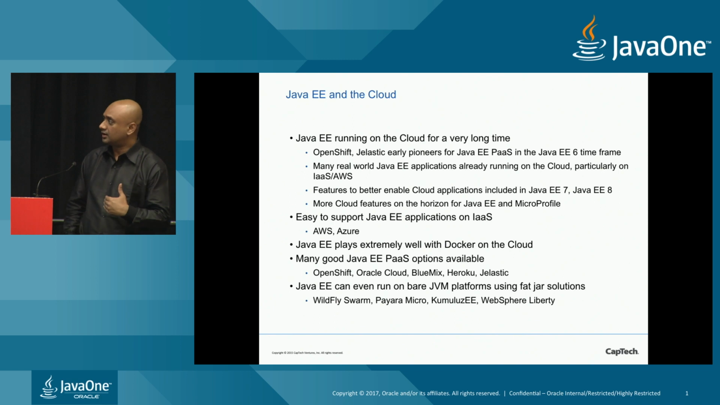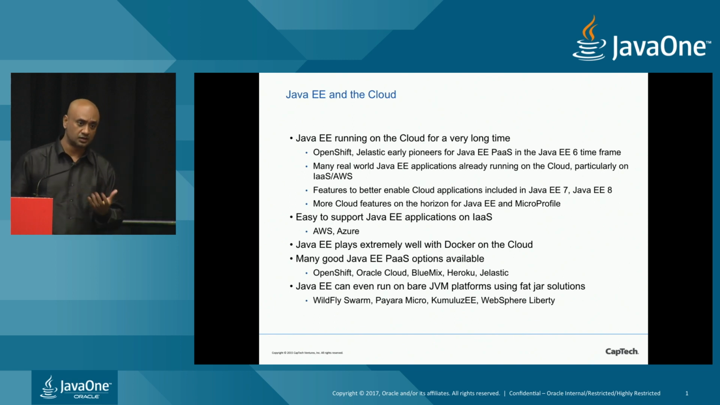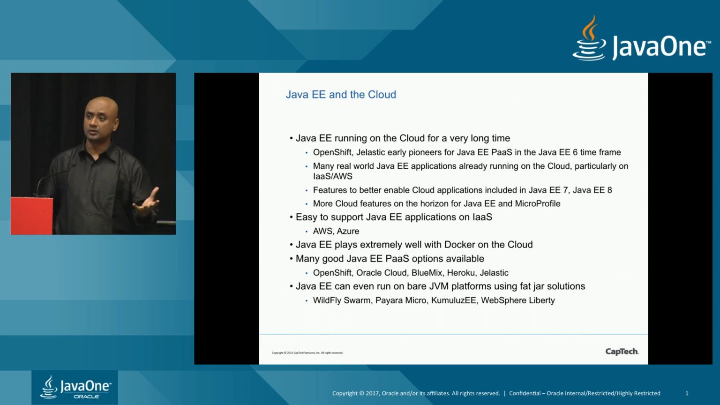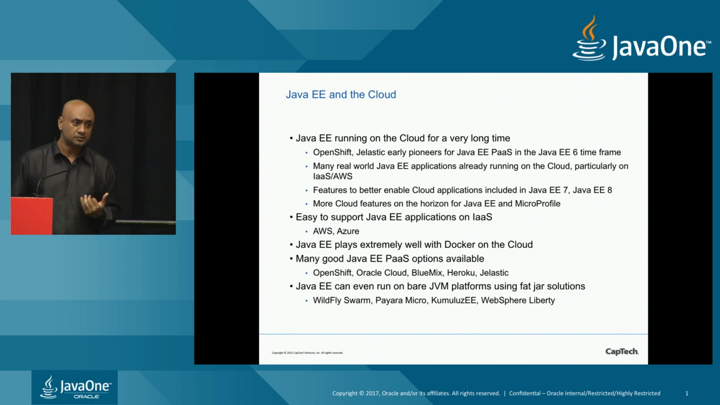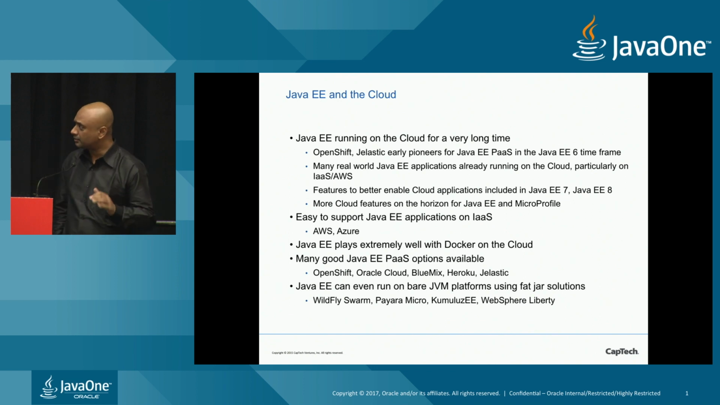So all of the containers as a service providers that are based on Docker, because Java EE works well with Docker, it works well with those CaaS-based solutions as well. And in fact, there are many good PaaS options as well. Really, Java EE has the most PaaS options, maybe with the exception of the bare metal JVM, right? So a number of vendors are focused on this. Some names are OpenShift, Oracle Cloud, BlueMix, Heroku, and Jelastic.